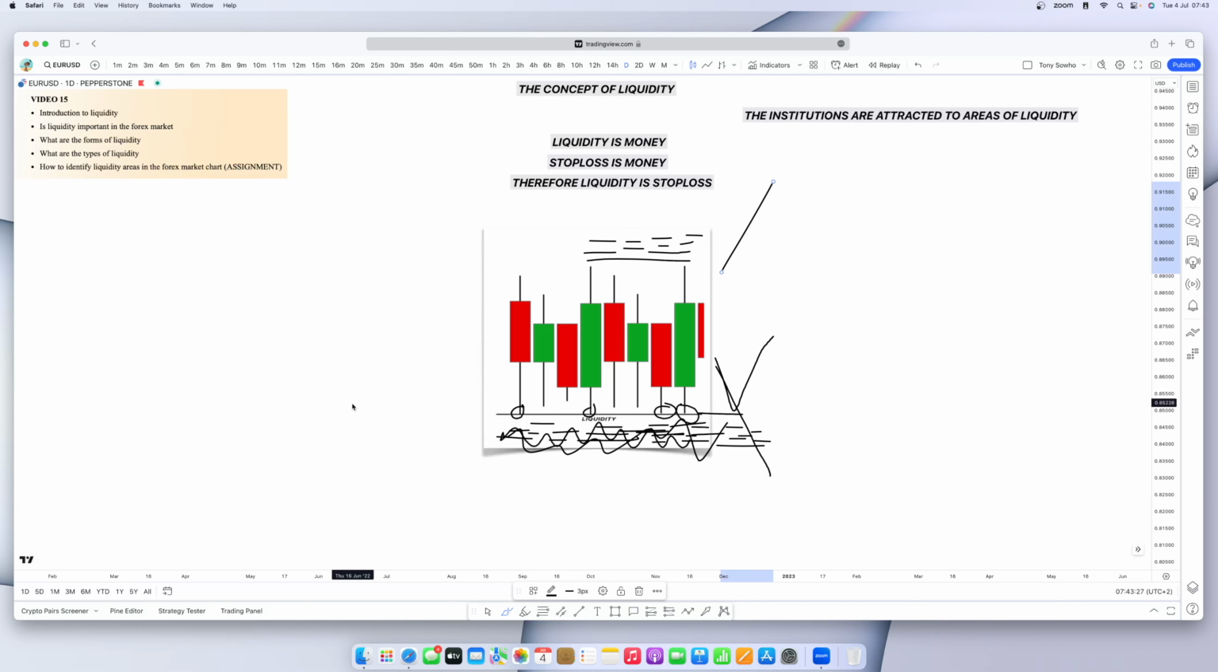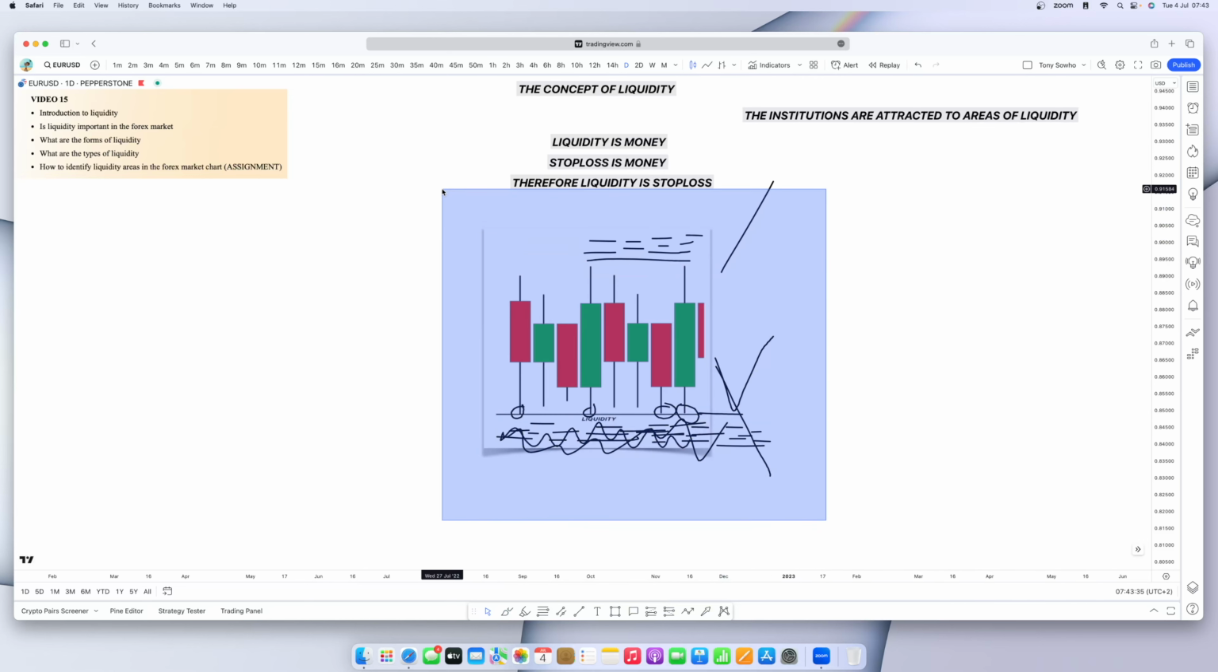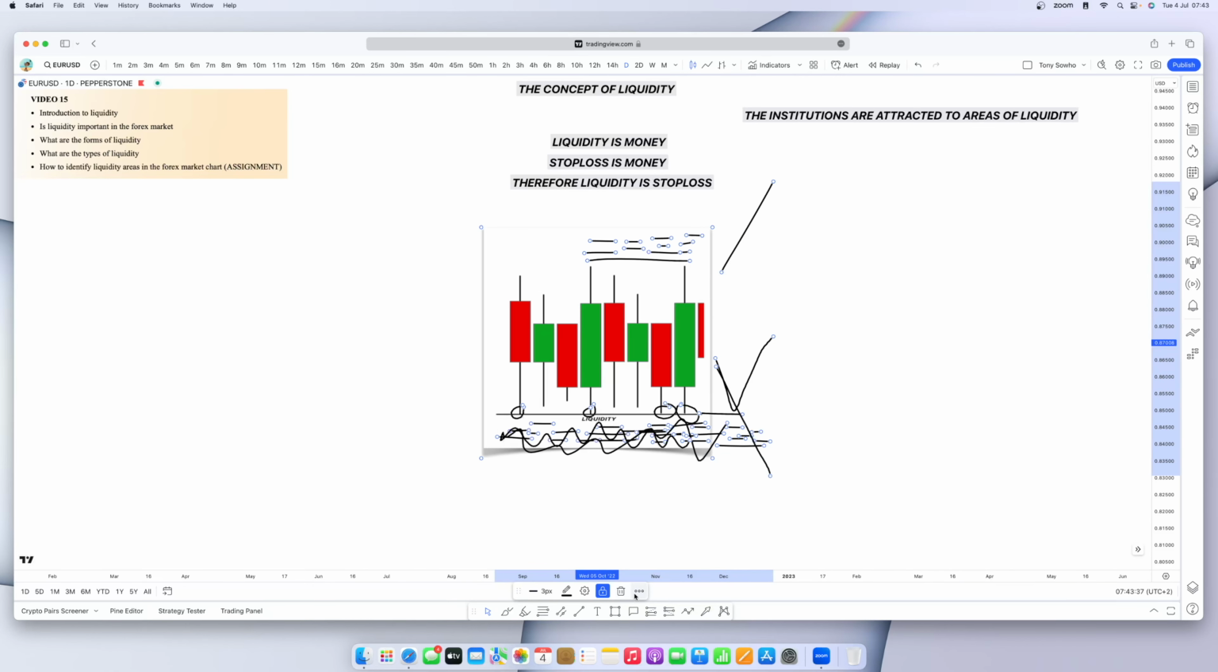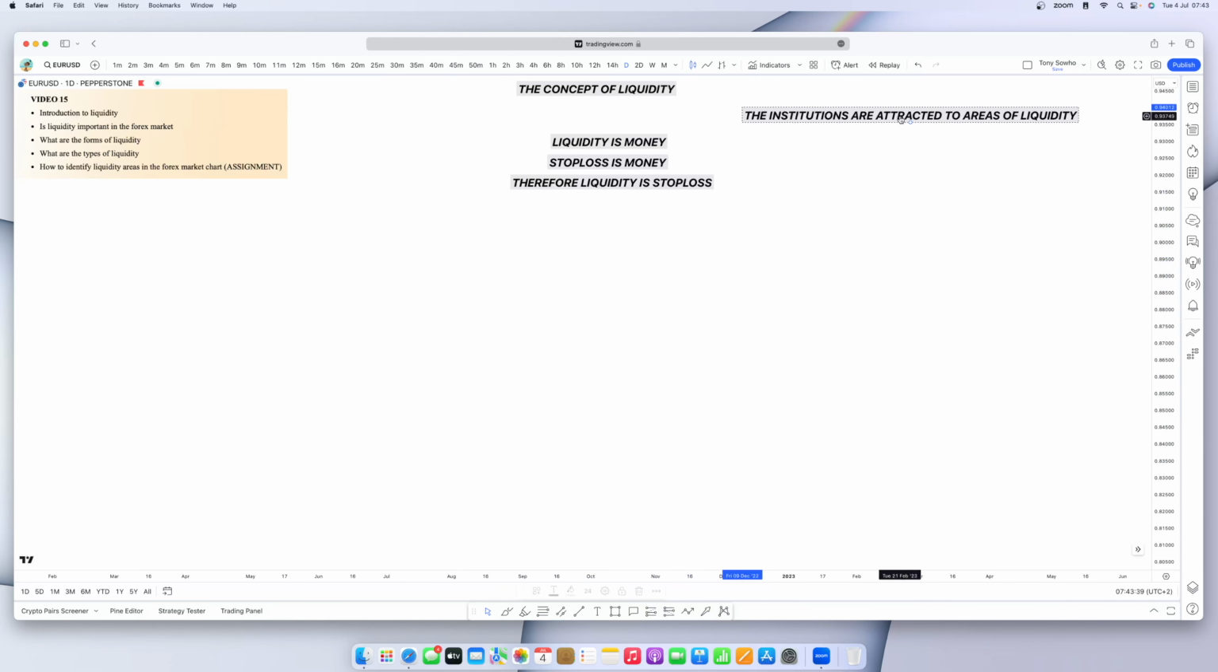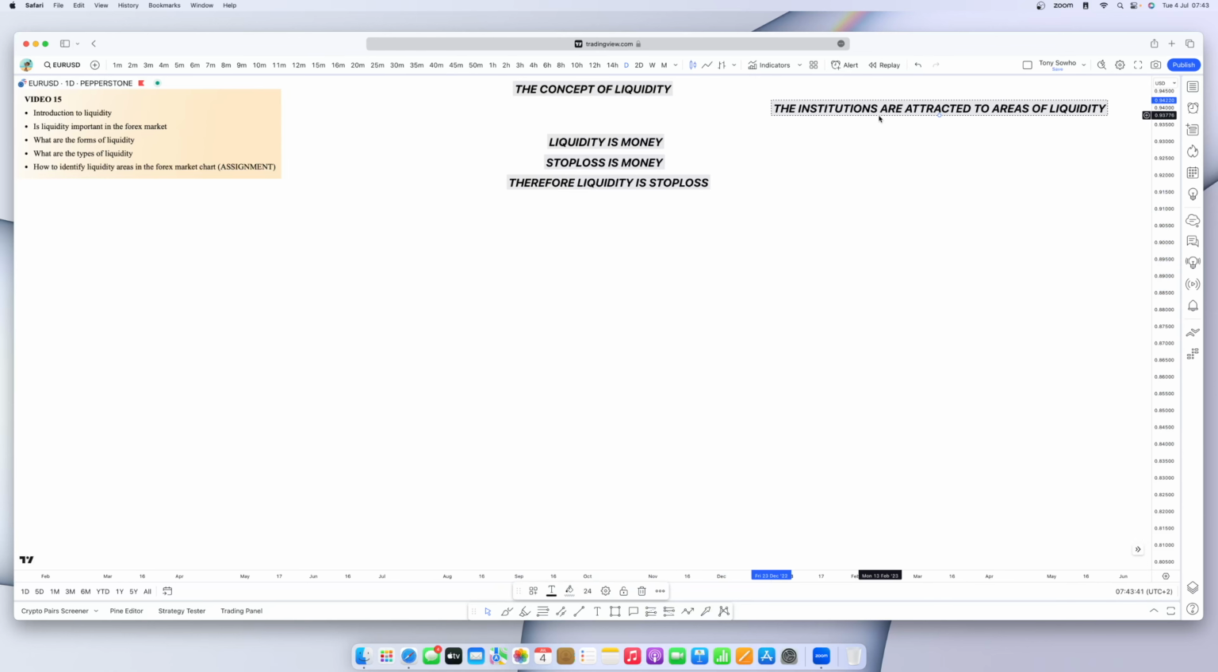What are the forms of liquidity? So we do have the forms of liquidity, the types of liquidity. Okay, so let me delete this. This one is going to be there. Very important: institutions are attracted to areas of liquidity. Don't ever forget that.